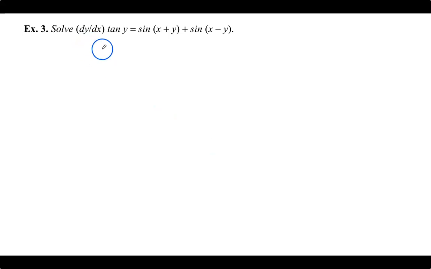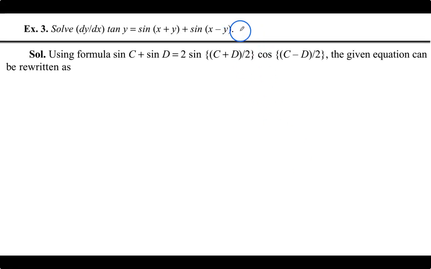We are asked to solve the differential equation dy by dx into tan y is equal to sine of x plus y plus sine of x minus y. On the LHS, the functions of x and functions of y are already in separable form, but on the RHS, to separate the variables x and y, we will need to apply this formula: sine c plus sine d equal to 2 sine of c plus d by 2 into cos of c minus d by 2.